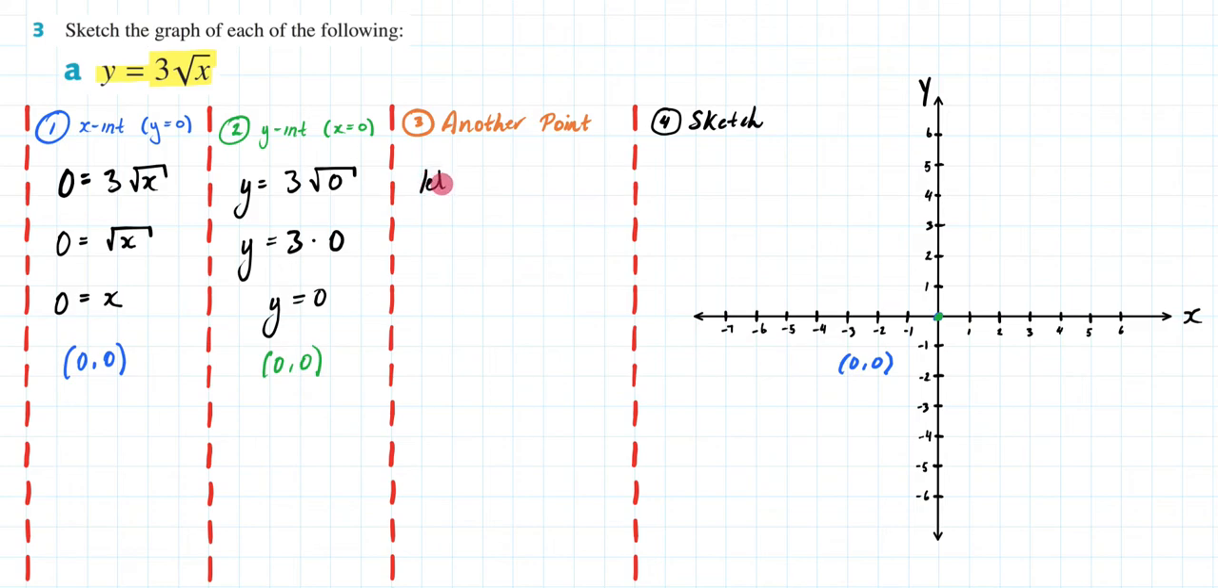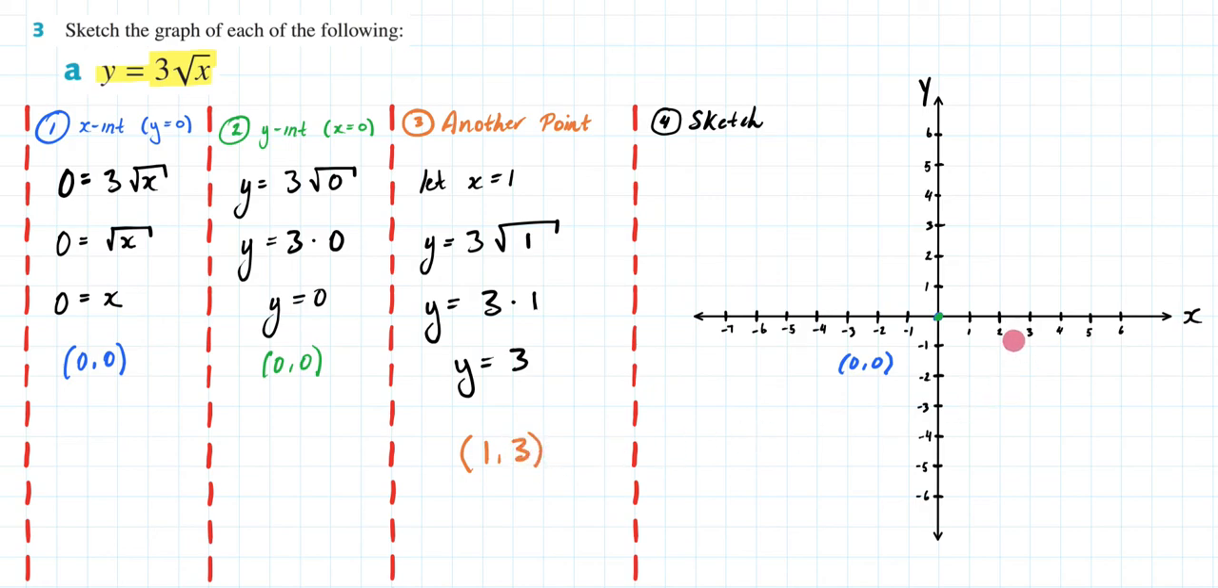Let x equal 1. So we'll find another coordinate which will enable us to sketch it. So when x equals 1, I'm going to get y equals 3 square root of 1. The square root of 1 is 1, so I'm going to get 3 times 1, which is going to be y equals 3, which means that my other point here is going to be (1, 3). So I come here, I go 1, I go 3, I say this is my other point. I write it in (1, 3), and that now is going to enable me to give this a sketch.